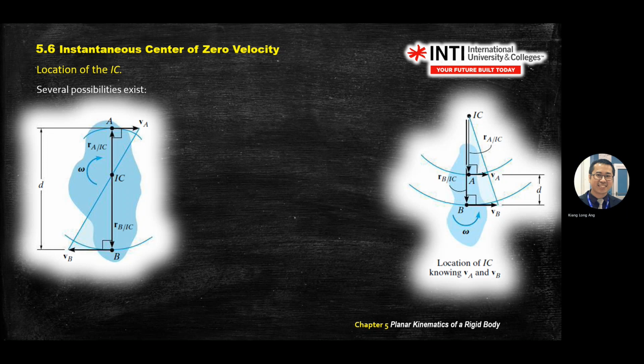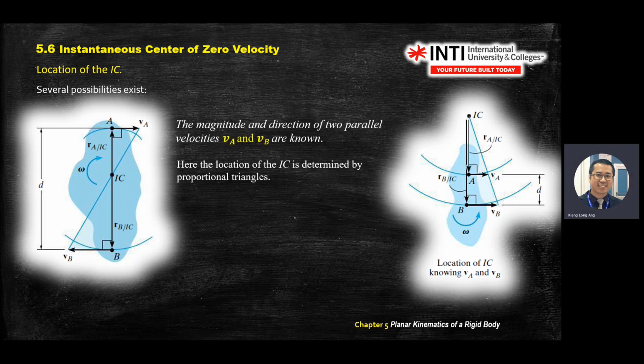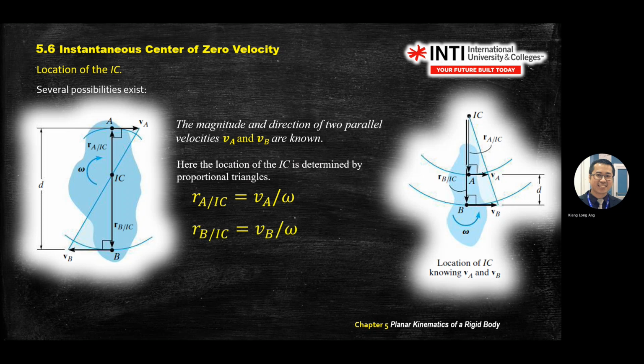The rest, the principle is still the same. You still use V equal to omega R, then find what R is, A from the IC point, or B from the IC point. So in this case, if you are given omega, you can calculate the distance R from the IC.